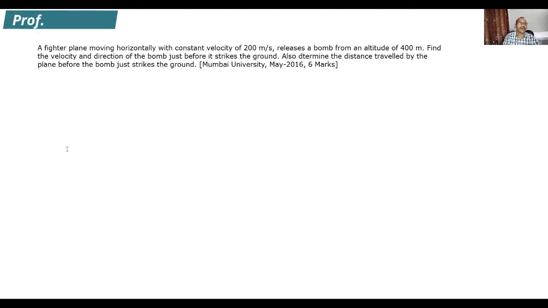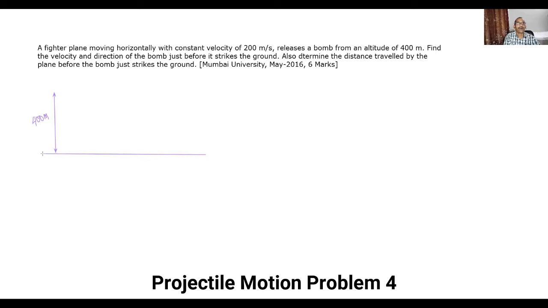In this case, what is given, if we represent the height of the plane, is nothing but 400 meters. Say this one is the 400 meter height. This is the height from the ground, 400 meters. And here we say this one is nothing but the ground.